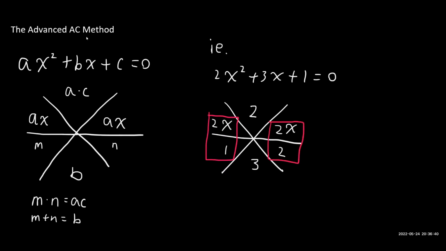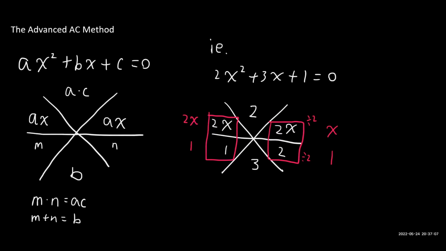Now, what we want to do is treat these two boxes as if they were fractions and simplify them. On the left-hand side, we have 2x on top and 1 on the bottom. Well, there's nothing we can do. They will just stay as 2x and a positive 1. On the right-hand side, I have 2x and 2. That means I can actually divide both of them by 2, and then I'll get x on top and 1 on the bottom. And there you go. That's it.